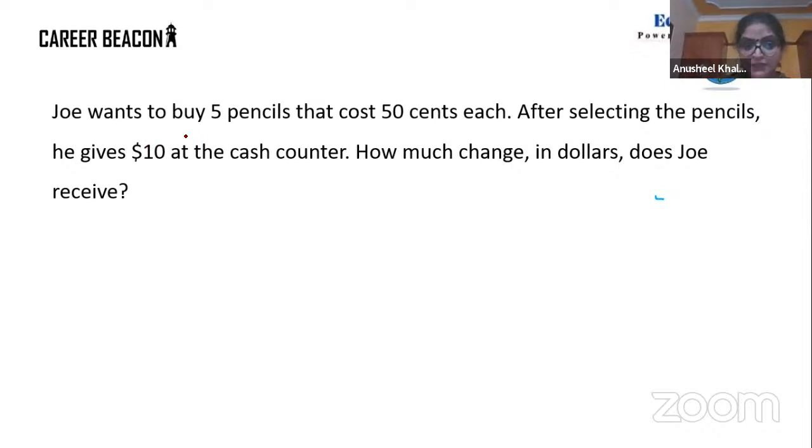So if Joe wants to buy 5 pencils that cost 50 cents each, then the cost of pencils is 5 into 0.50, that is $2.50, right? And Joe has given $10 at the cash counter. So how much change will Joe receive back? So it's 10 minus 2.50. So that will give you 7.50. So this is your answer, right? I hope everyone is getting the same answer.